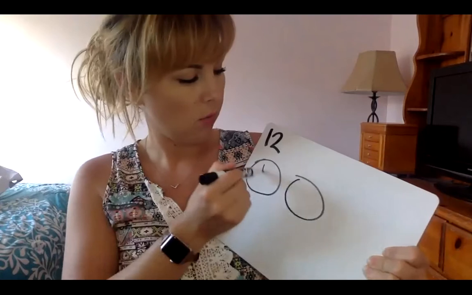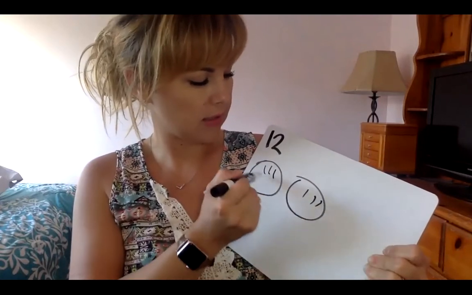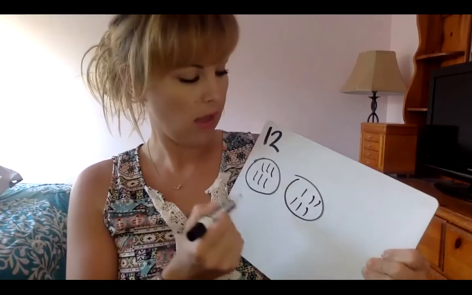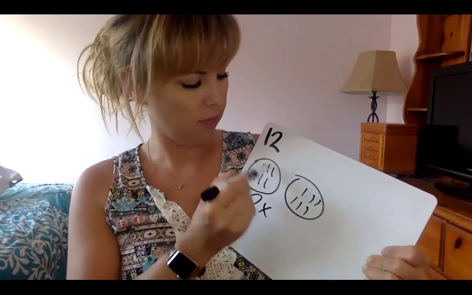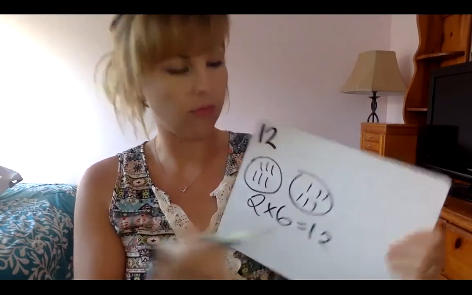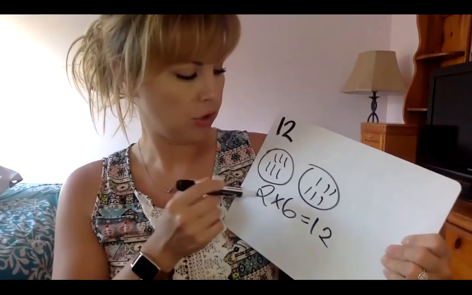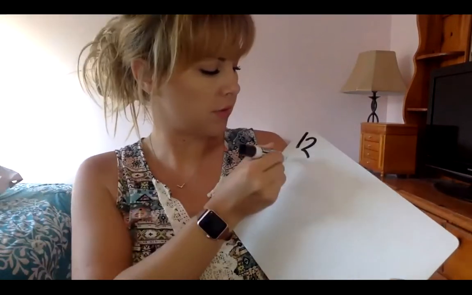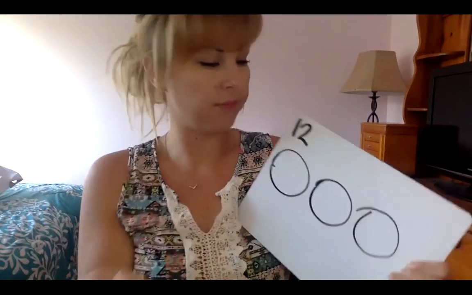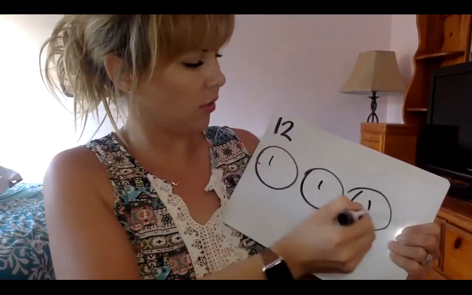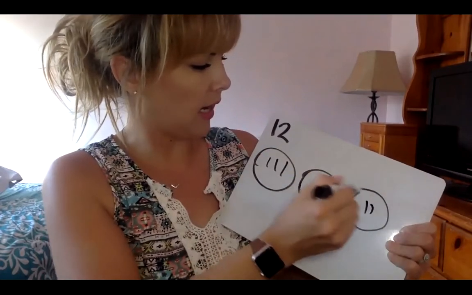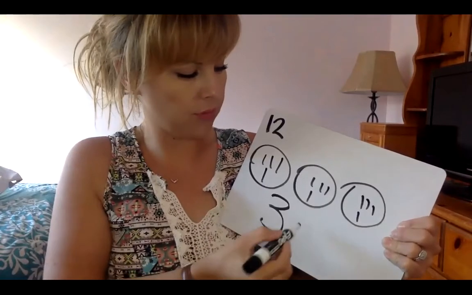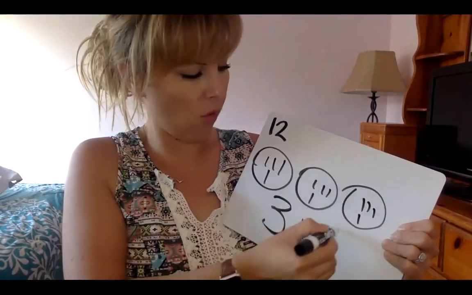Okay, 1, 2, 3, 4, 5, 6, 7, 8, 9, 10, 11, 12. Okay, I have 12, and 2 groups of 6 equals 12. So that could have been one of your answers. 2 groups of 6, okay? Let's try 3 groups. 1, 2, 3. Same thing. 1, 2, 3, 4, 5, 6, 7, 8, 9, 10, 11, 12. Now, I now have 3 groups of 1, 2, 3, 4.